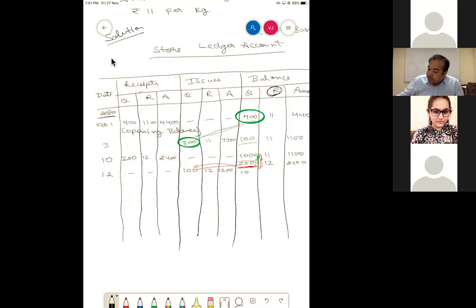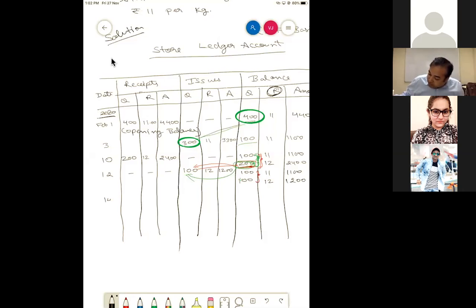And now the balance. First the previous balance at the rate of 11. Then in next, this 200 minus this 100. So how much are you left with? You are left with 100, and the rate would be 12. Again, you make a curly bracket over that so that you know that both items are together. Now, amount you can write down 1100 and 1200. Clear?